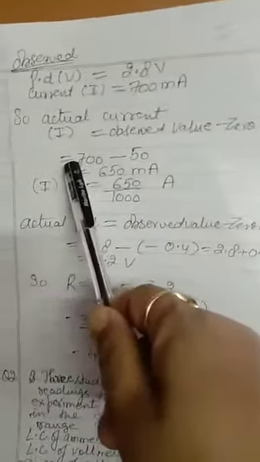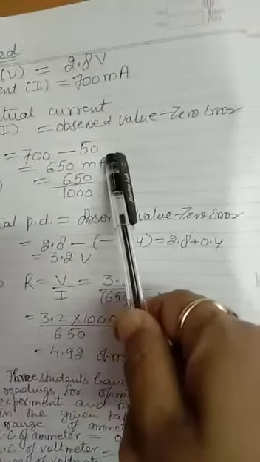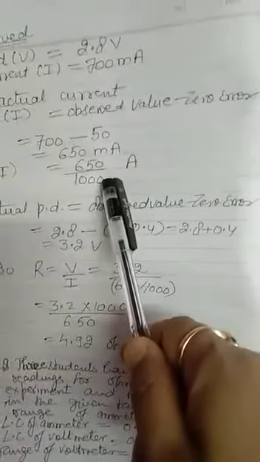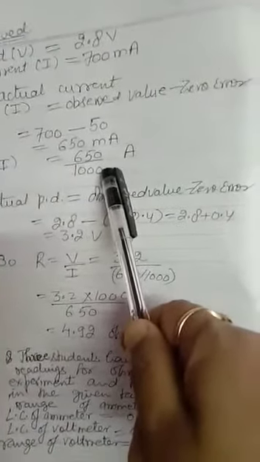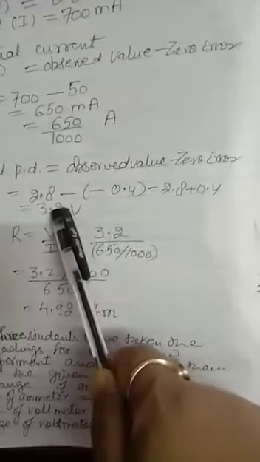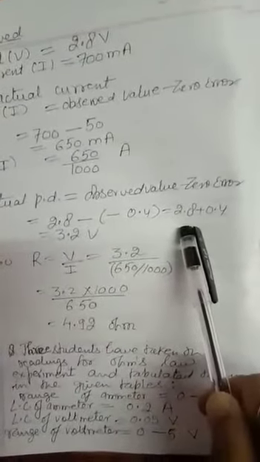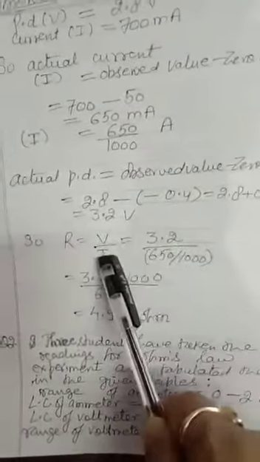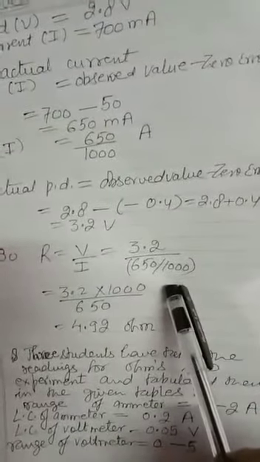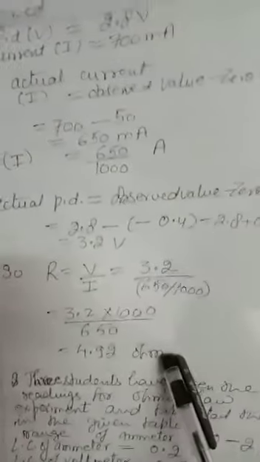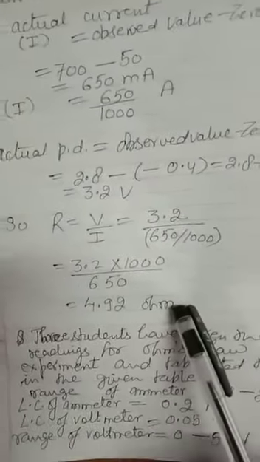Now, for the actual reading, we have to subtract the zero error with its sign. So the reading of current will be 700 minus 50, because the zero error was positive, so 650 milliampere. Similarly, for voltage, it is 2.8 minus of minus 0.4, because minus becomes plus, so the voltmeter reading is 3.2 volt. For resistance, again apply Ohm's law, V upon I, and convert from milliampere to ampere. On solving, we get 4.92 ohm.